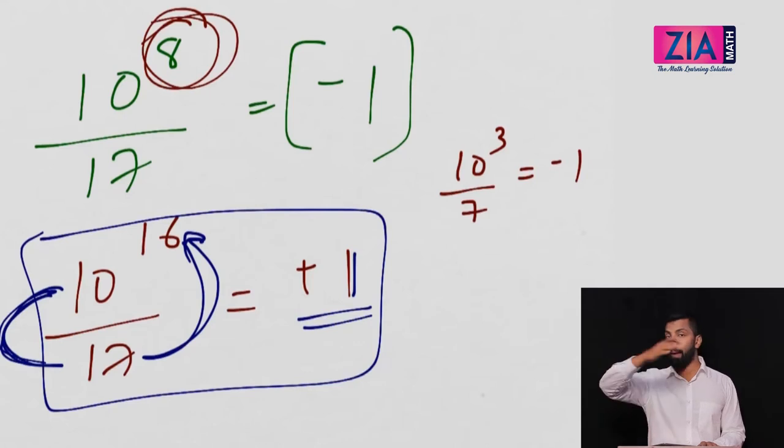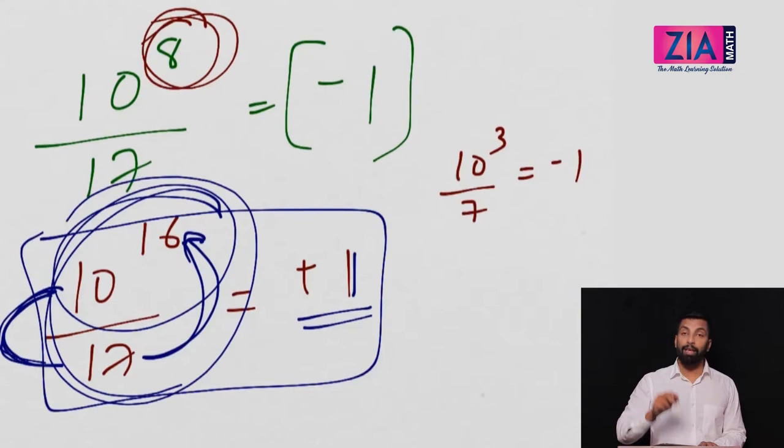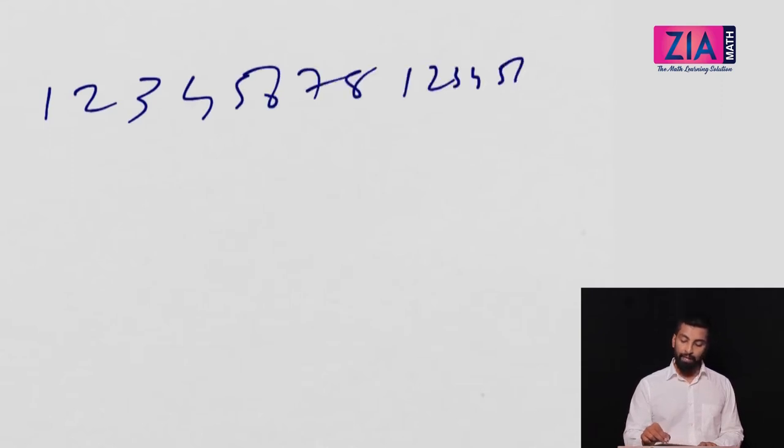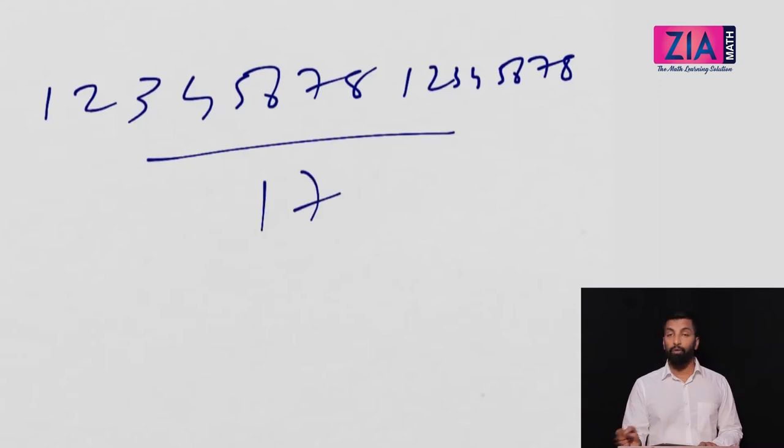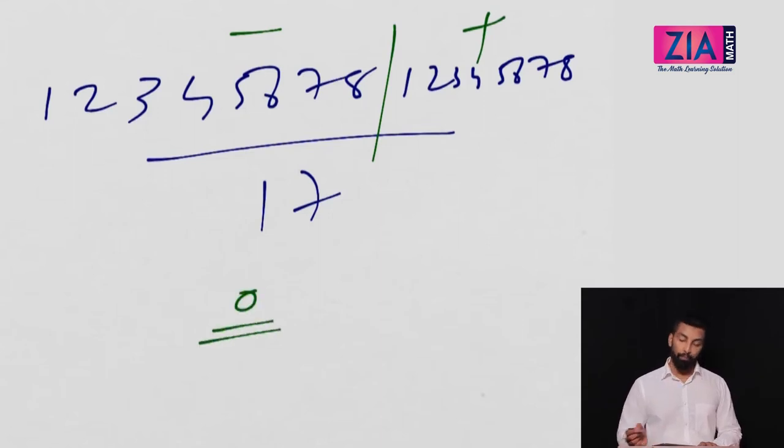If the number is given like that, you can group it into groups of 8. If the number is given like this, you can use Fermat's theorem. If a bigger number is given, let's take a question: 1, 2, 3, 4, 5, 6, 7, 8, 1, 2, 3, 4, 5, 6, 7, 8, divided by 17. What is the remainder? What is your answer? Divide into groups of 8. Put plus, minus. What is the remainder? The remainder is 0. That's it.